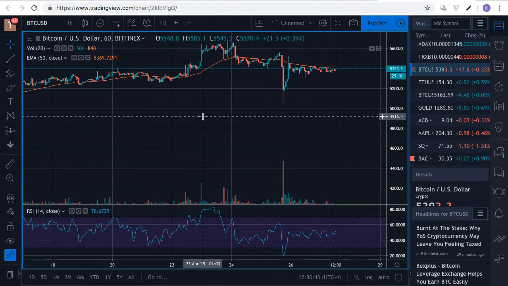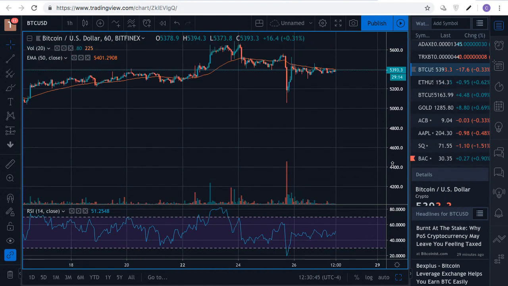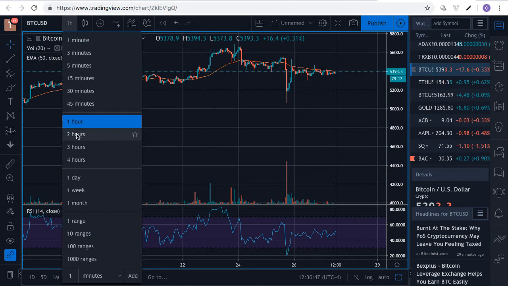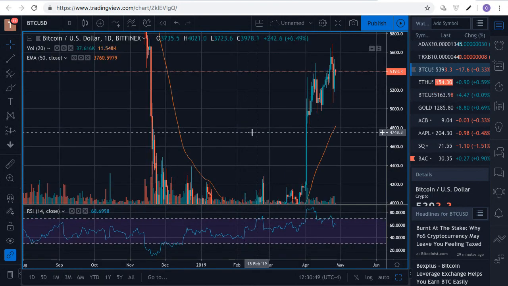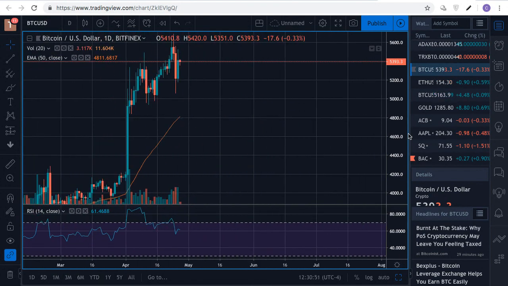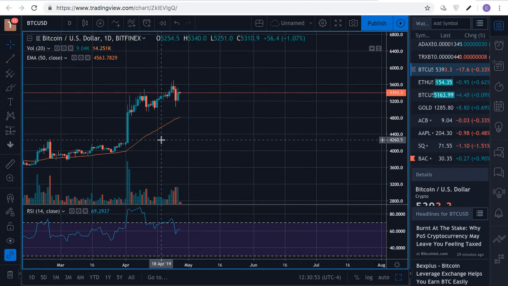Let me see. So the two main parts of this chart are, all right, I'm going to stop messing around with it so much. Sorry about that, guys. I get a little ADD and carried away.